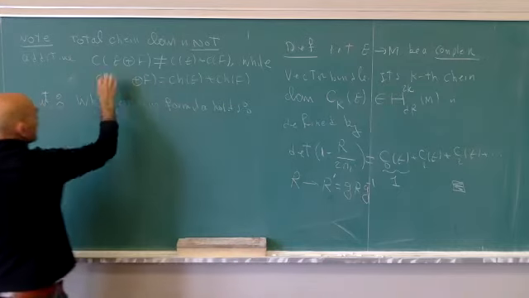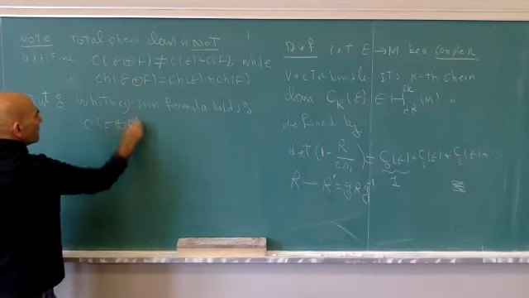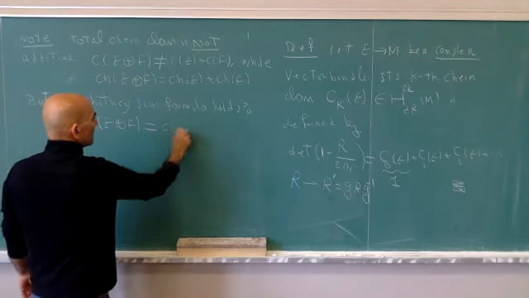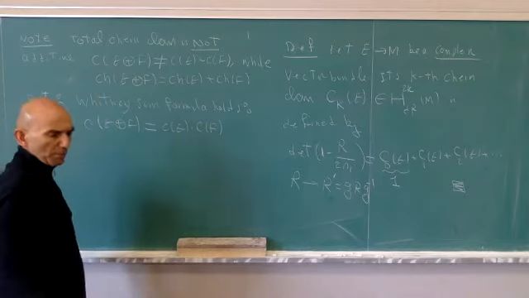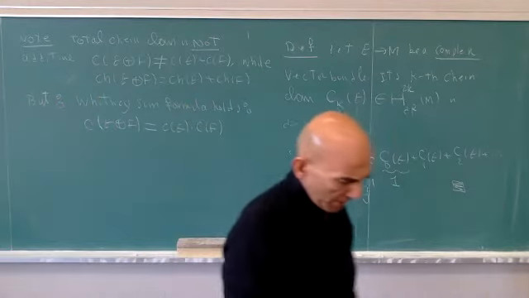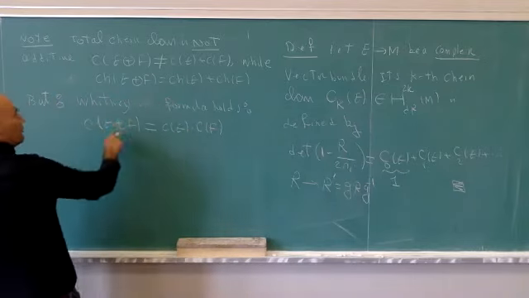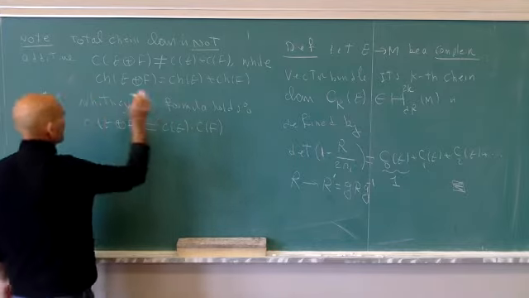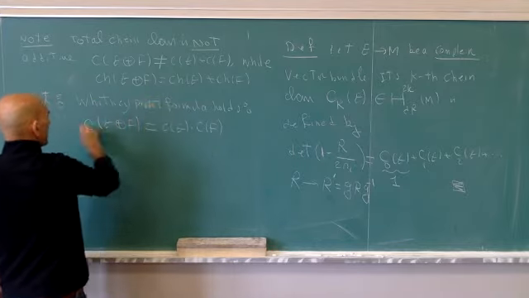In other words, C of E direct sum F is equal to C of E times C of F. Or maybe Whitney product formula, I should say. If you emphasize the direct sum, you could say sum, but this one we say product, so I believe it's called the Whitney product formula. And this is the one.